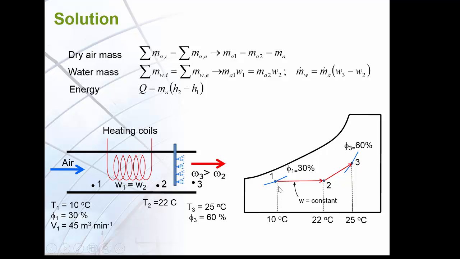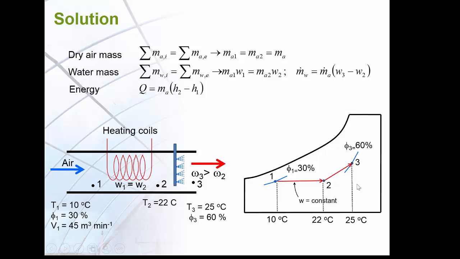As you can see here, initially the outside air is at 10 degrees Celsius, 30% relative humidity. We go through a sensible heating process during the heating section where the humidity ratio remains constant. So we have a horizontal process line, and from state point 2 to 3 we have a steam injection, so the humidity ratio is increased between these two state points. As you can see, the relative humidity is also increased at state point 3 when compared to state point 2.